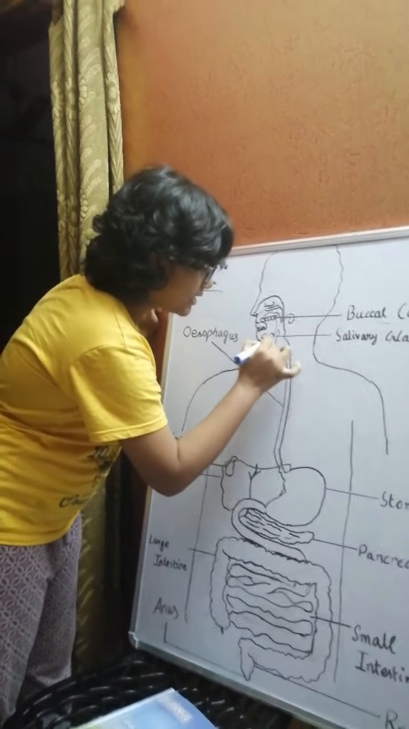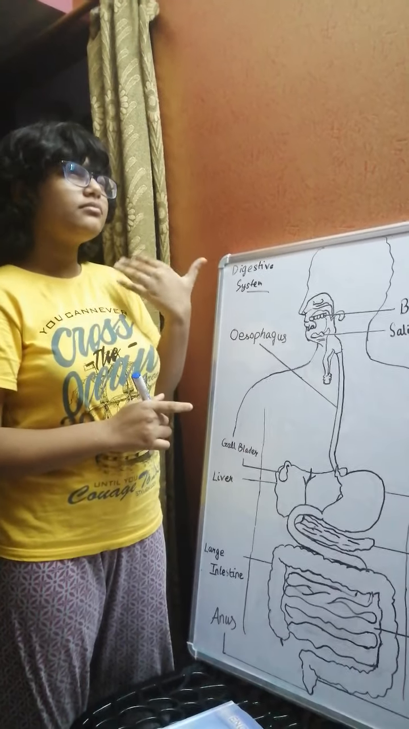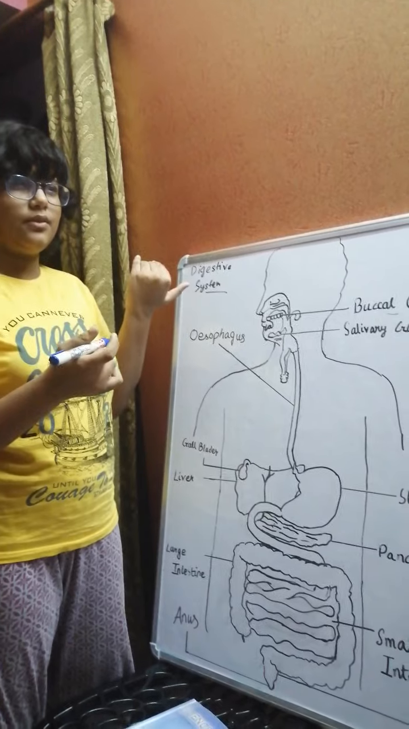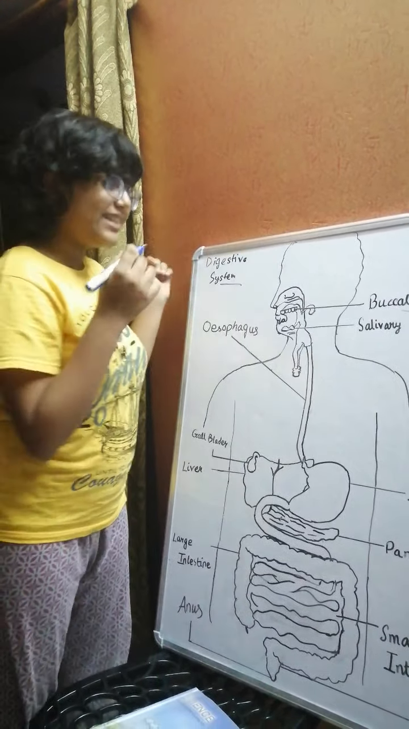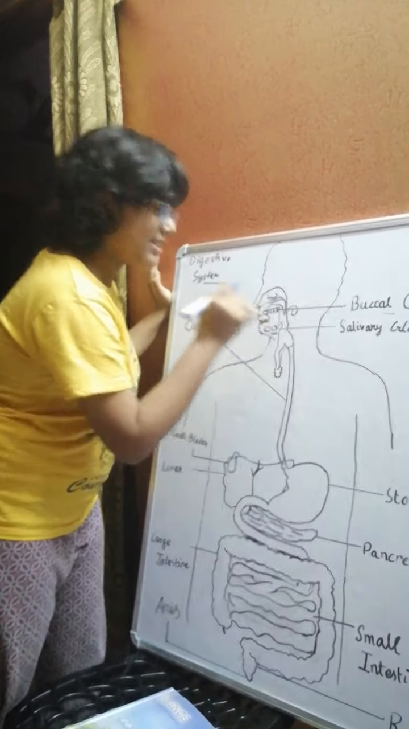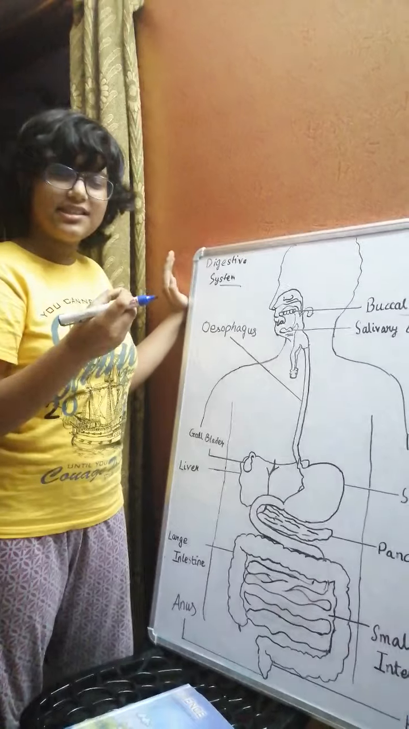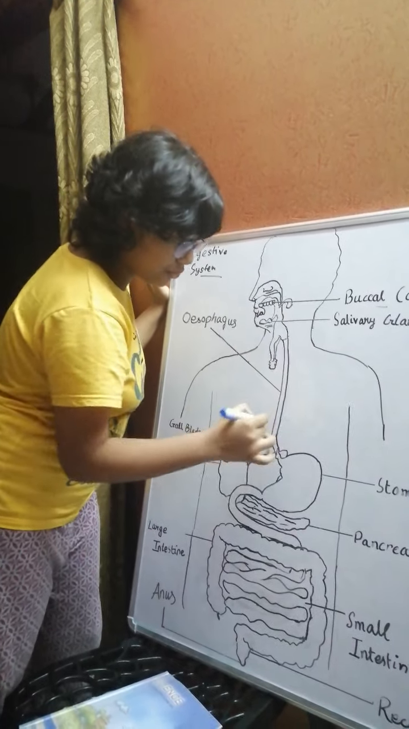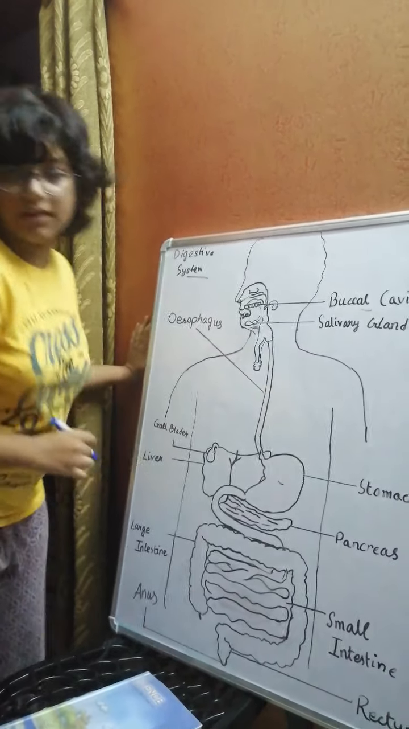Here we can see there is a salivary gland. The salivary gland secretes saliva, which is in our mouth. It does partial digestion of sugars, fats, and many other things. After that we move to the esophagus. The food then comes to the stomach.